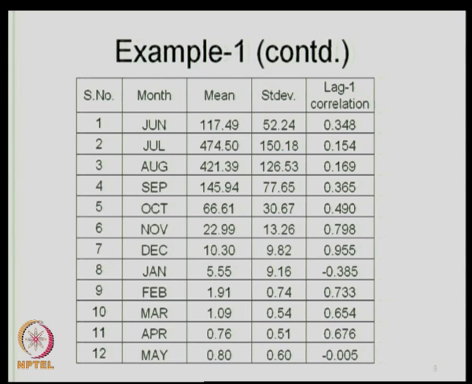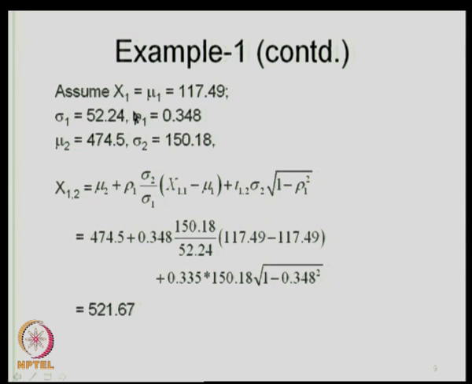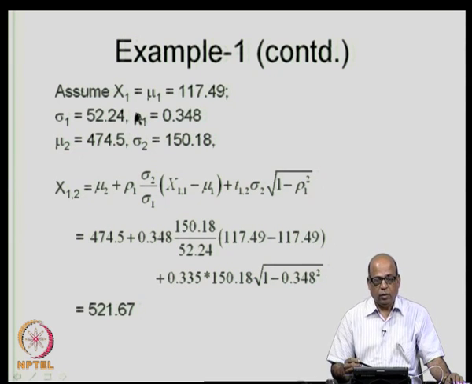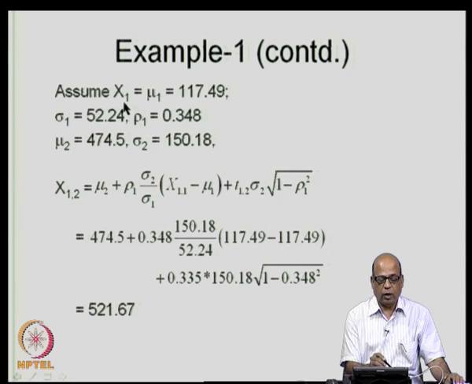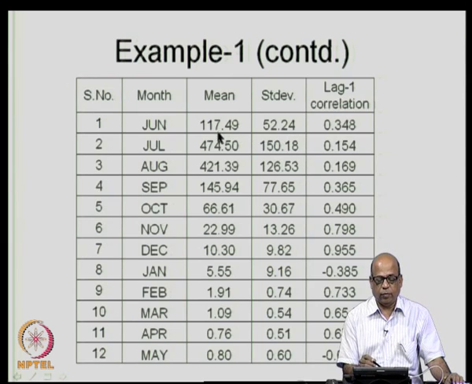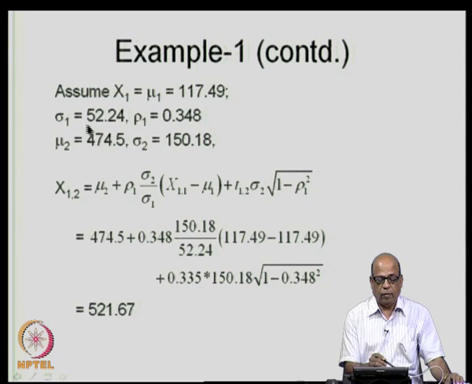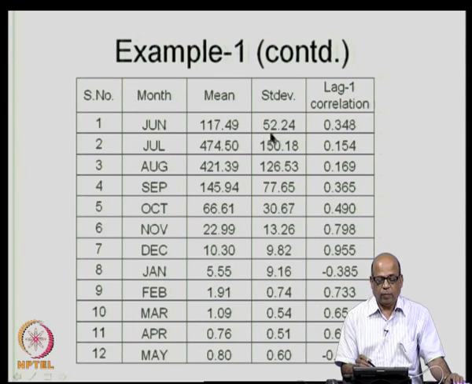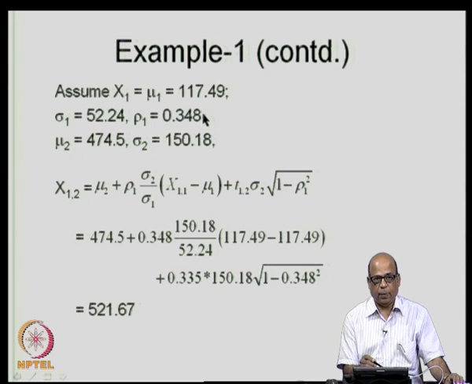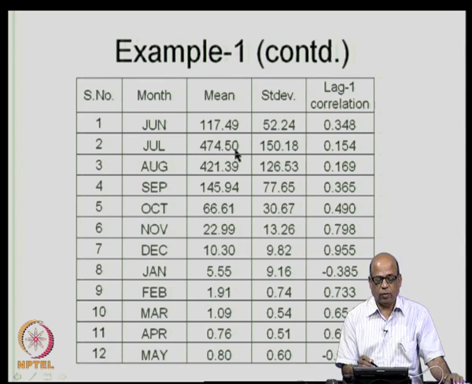Once we are ready with this, we start generating the data. We assume the first value, let us say x 1 is assumed to be the same as the mean of the first month, which is 117.49, and sigma 1 is 52.24. You want to generate the second month's flow using the first month flow, so your correlation will be 0.348. Similarly, because you are generating the second month flow, you will use mu 2 is 474.5 and sigma 2 is 150.18.